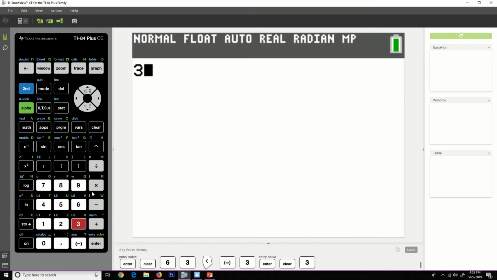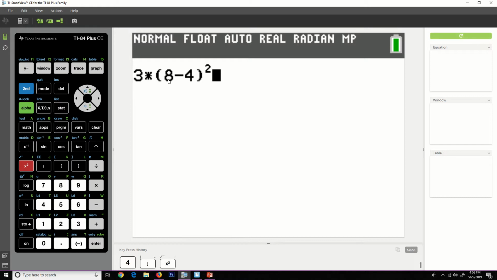So if we go 3 times 8 minus 4, and then I hit this squared button here, it will follow the order of operations. It will say, okay, inside parentheses, I've got to go 8 minus 4. That's going to give me 4. It's going to square that, give me 16. And then 16 times 3 is 48. So when I hit the Enter key, that tells it to do whatever operation we have set up. So we get that 48 there.